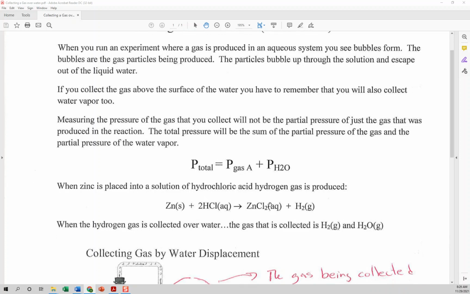So let's look at this little sample. If we add zinc to some aqueous hydrochloric acid, this reaction takes place, and notice that hydrogen gas gets produced.